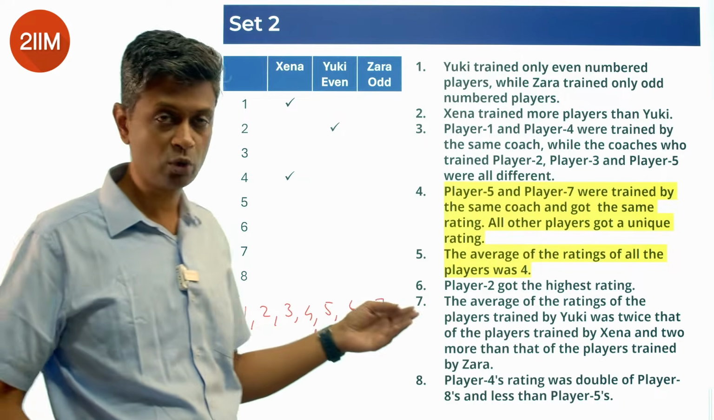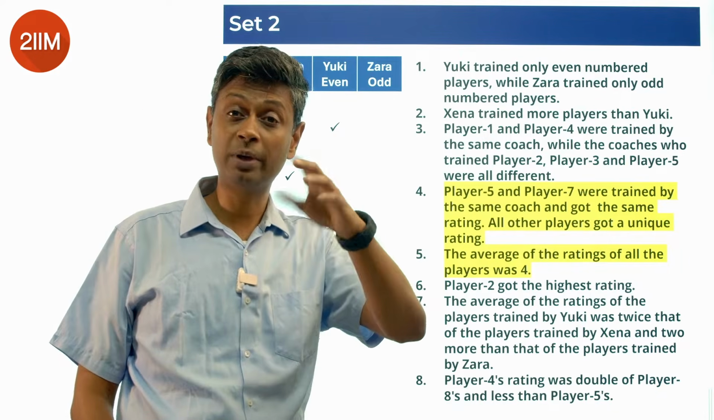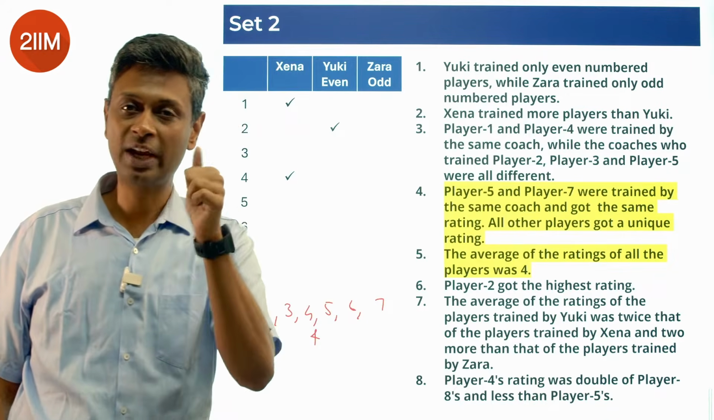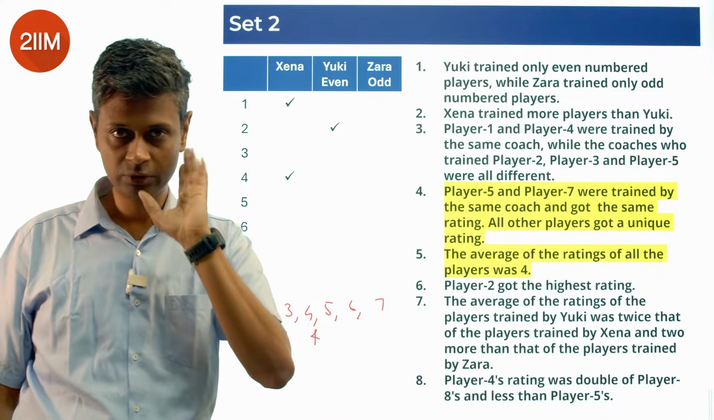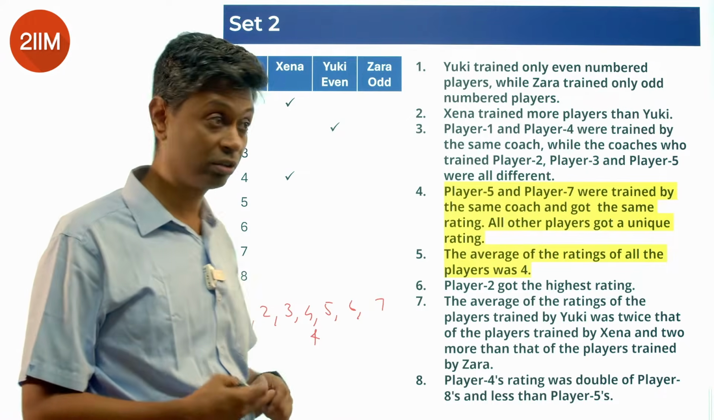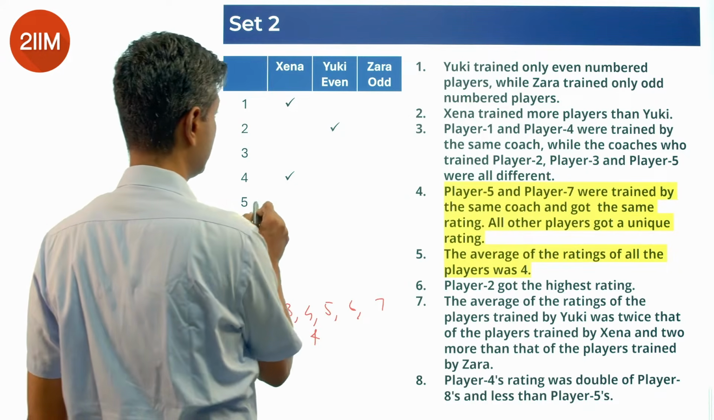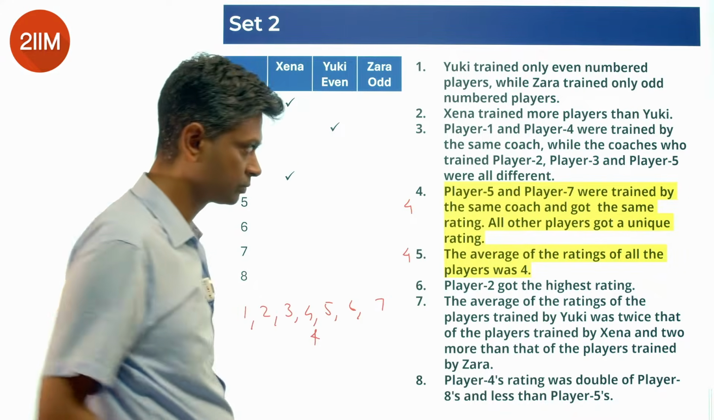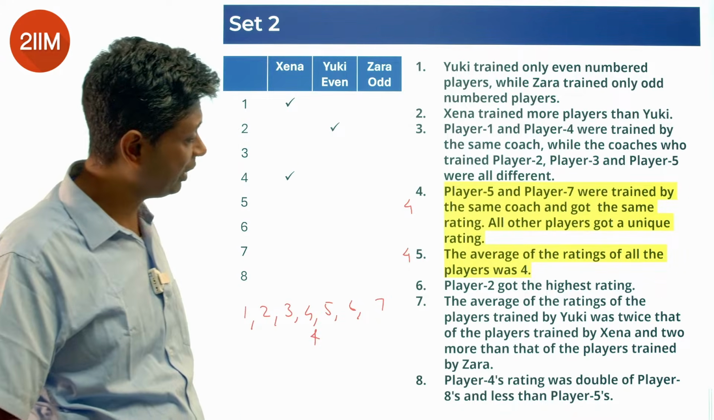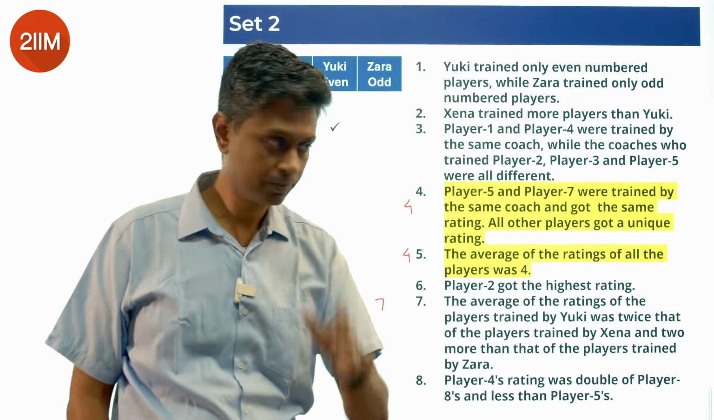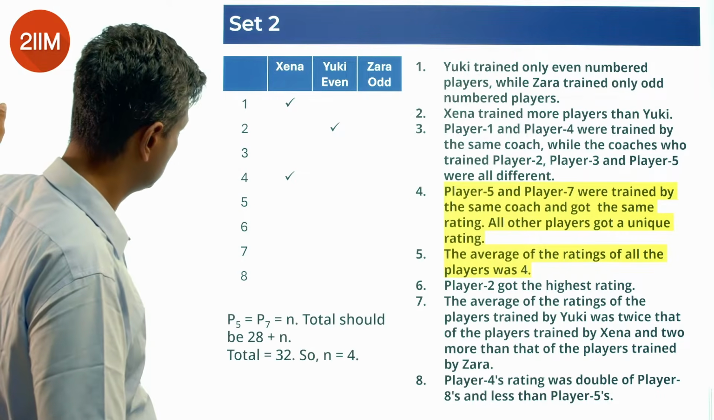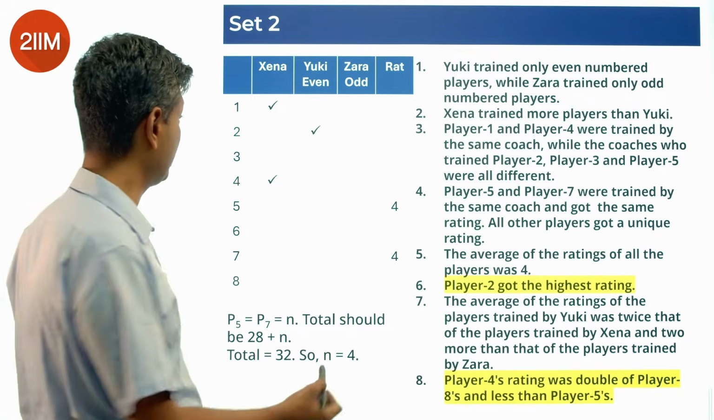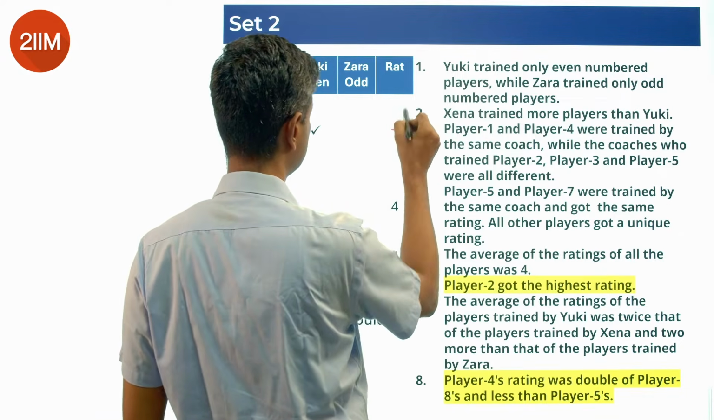1 plus 2 plus 3 plus 4 plus 5 plus 6 plus 7 is 7 into 8 by 2, 28. Plus 4 is 32. Average rating is 4, 8 people, total should be 32. And so repeating number is 4. So player 5 got a rating of 4, 7 got a rating of 4. Both are being trained by the same coach. Nice. Player 2 got the highest rating, so player 2 gets 7.